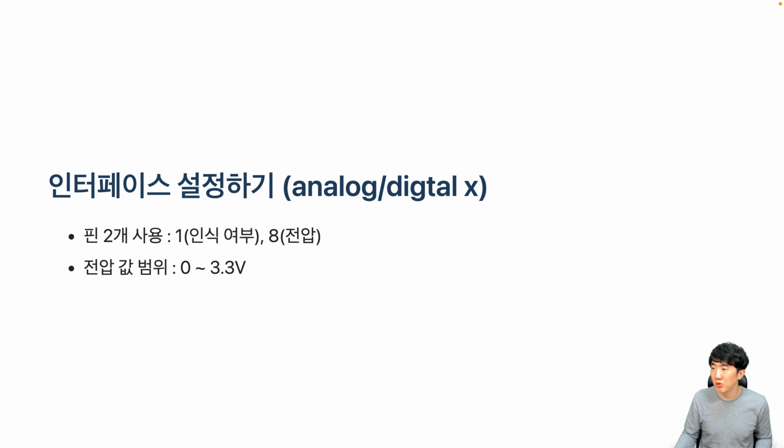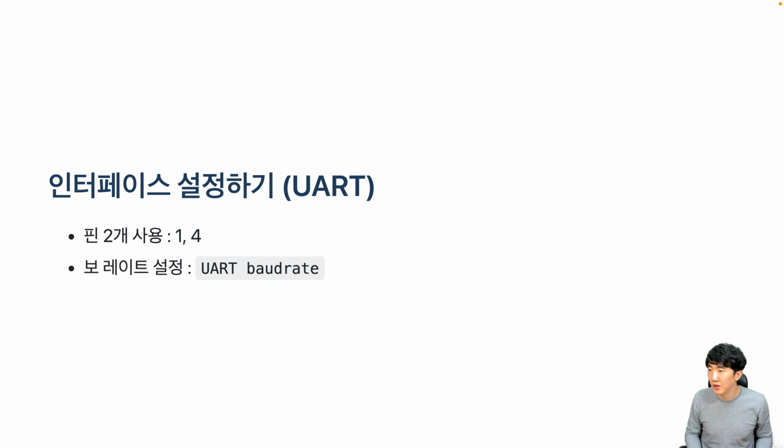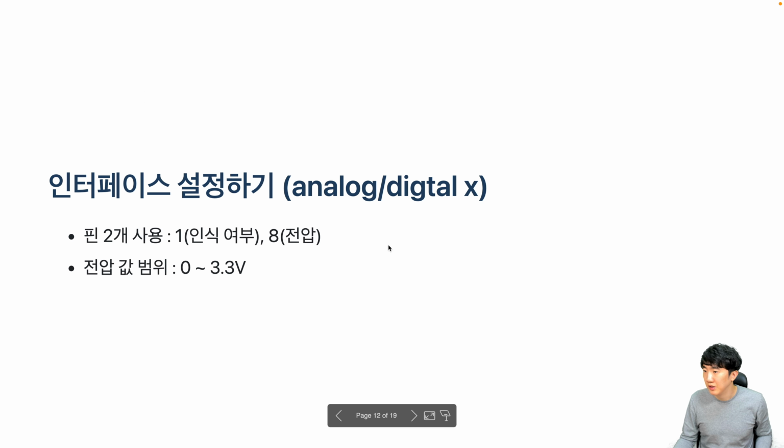There are analog digital X and analog digital Y, providing the X and Y coordinates of the center of the largest object recognized by Pixy2. Unfortunately, the downside is that, as you can see here, there is only one analog output pin, pin 8, which means you can only monitor one X coordinate or one Y coordinate. And now, we use pin 1 and pin 2.